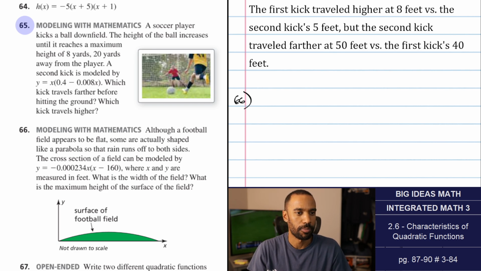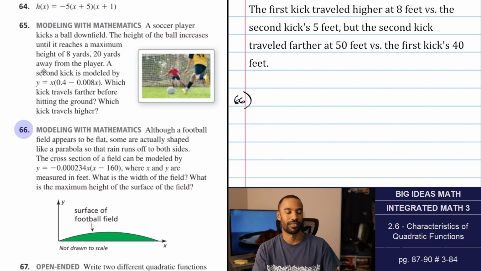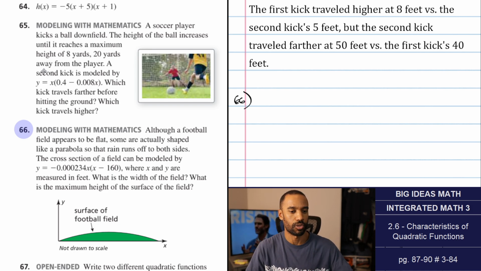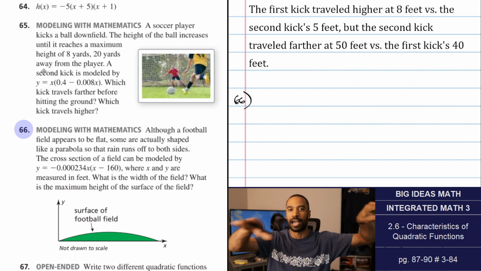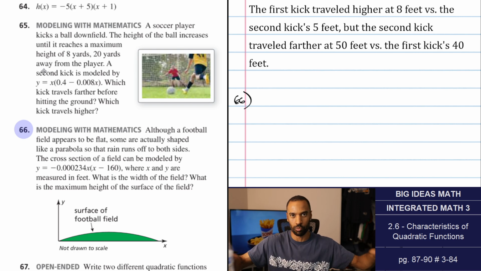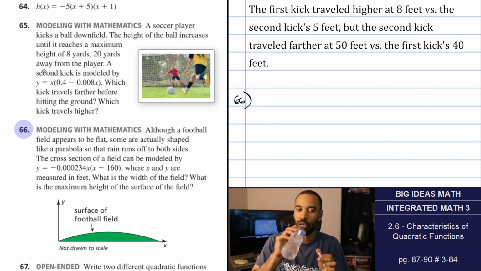Although a football field appears to be flat, some are actually shaped like a parabola, so the rain runs off to both sides. Oh, they're talking about the actual, not from the top down. If you're looking from the side, you can see water runoff, right? Little curvature.